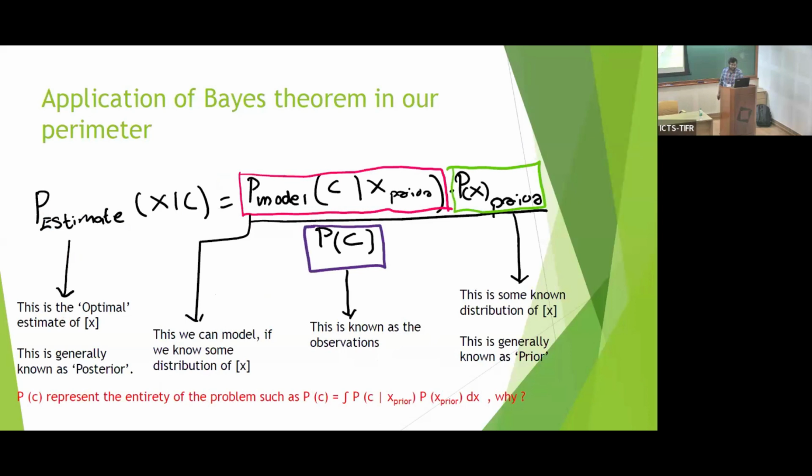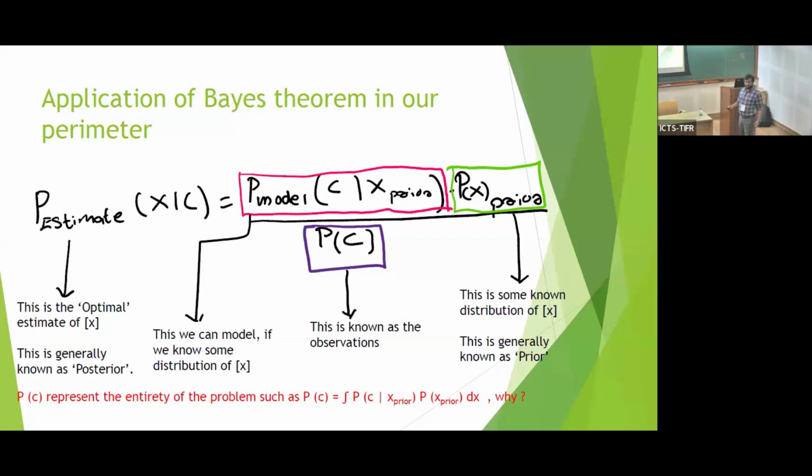So I have brought up the theory. X is what I need to estimate, provided I have some assumption or guess values of the prior with me. So I have the estimate of P(X given C) by my model. This we can model if we know the distribution of X, and this term is known as some distribution of X, which we call the prior, and this is the observation, a direct observation. So you can make all these, right?